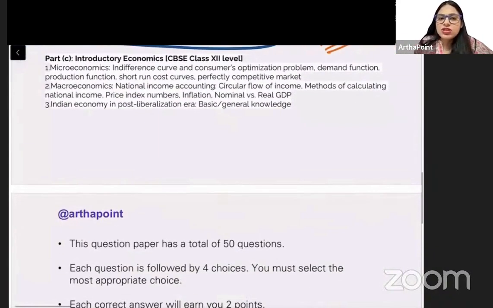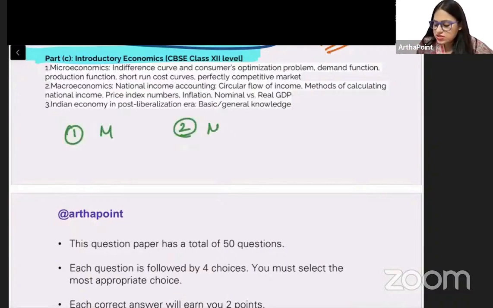Okay. Now let's talk about part C. In part C, we need to talk about introductory economics. In introductory economics, there are basically three things. The first is micro, the second is macro, and the third is Indian eco.